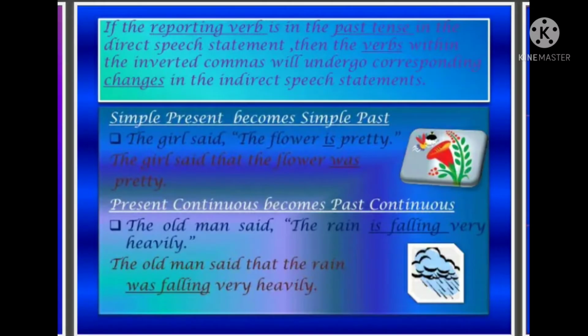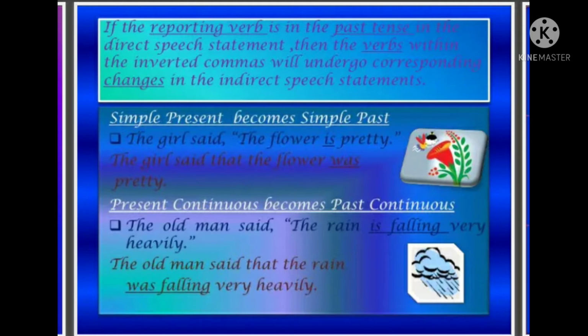If the reporting verb is in the past tense in the direct speech statement, then the verbs within the inverted commas will undergo corresponding changes in the indirect speech sentences. For example, the simple present will become simple past. Let's see the example. The girl said, "The flower is pretty." The girl said that the flower was pretty. Is became was.